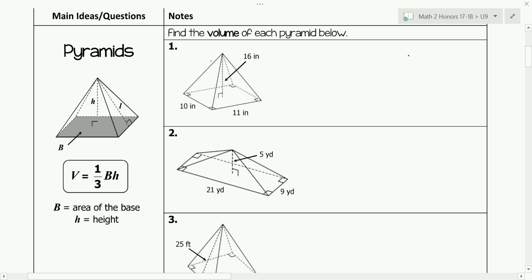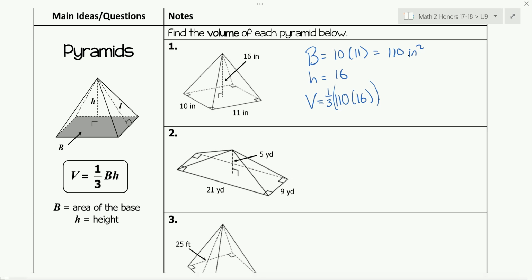So in number 1, we have this rectangular base, and the area of that base is 10 times 11, 110 square inches. The height is given to us as 16, so we don't have much work to do. We just need to plug in answers for our volume. So our volume is 110 times 16, and don't forget the 1/3 in front. So it's 1/3 of 110 times 16.